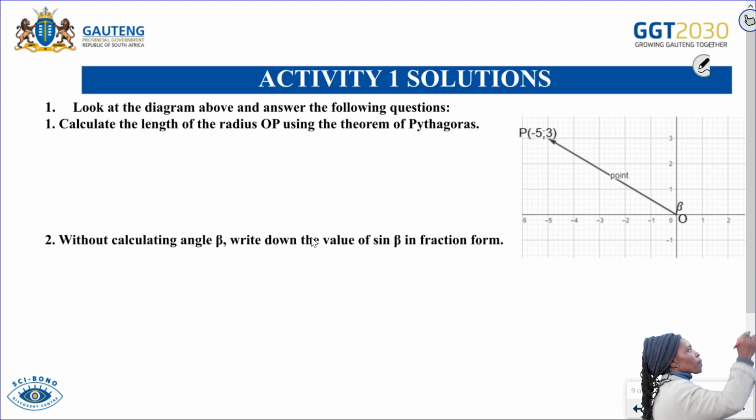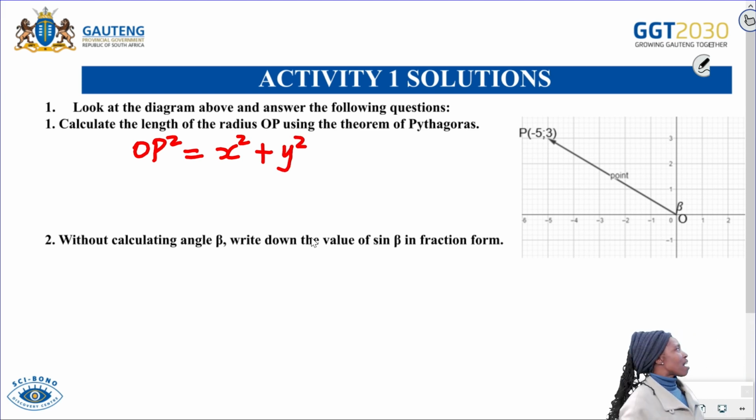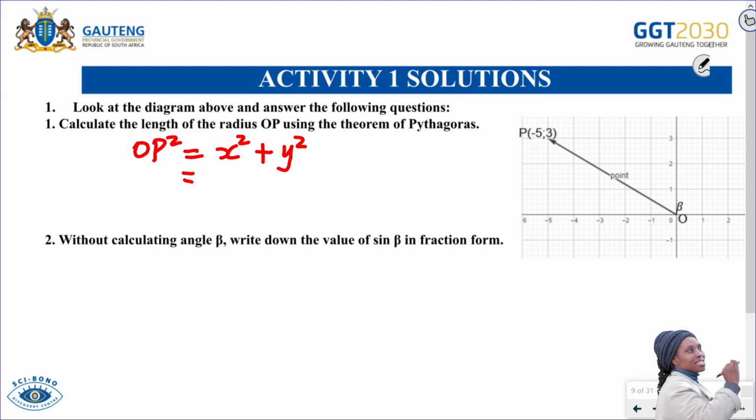Using the theorem of Pythagoras, OP, which is equal to our r. So OP squared is equal to x squared plus y squared. And I have my x as -5, and I will square it.